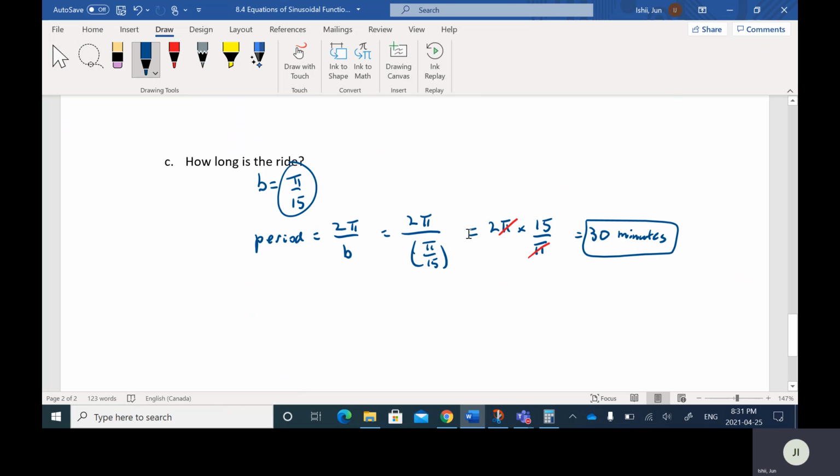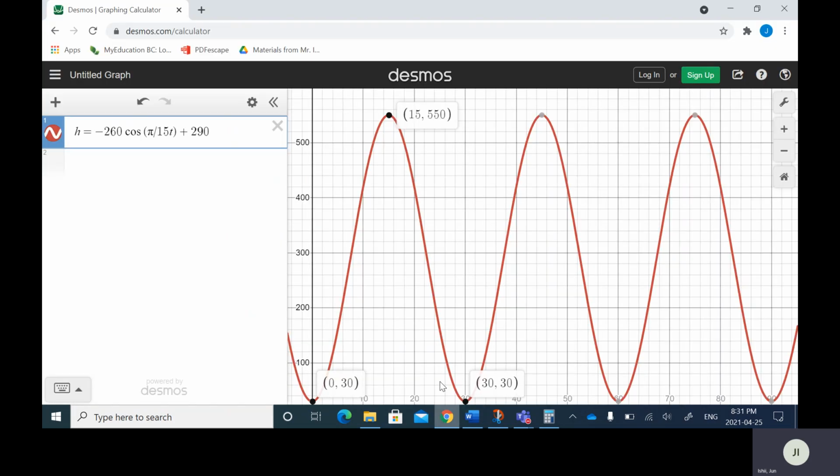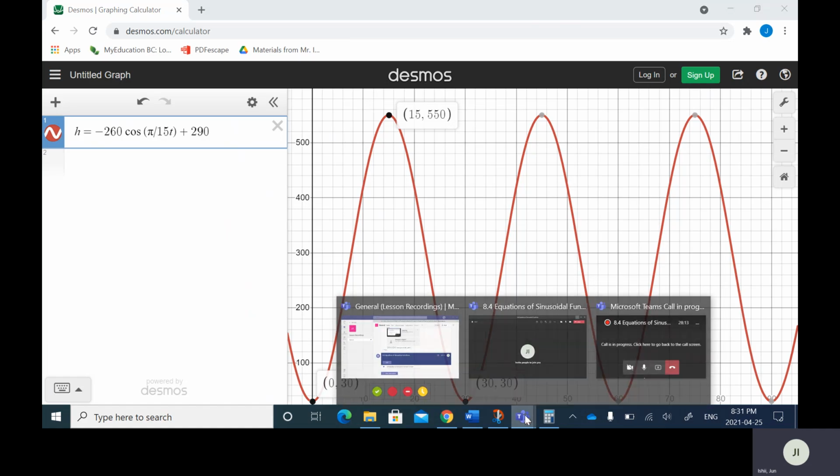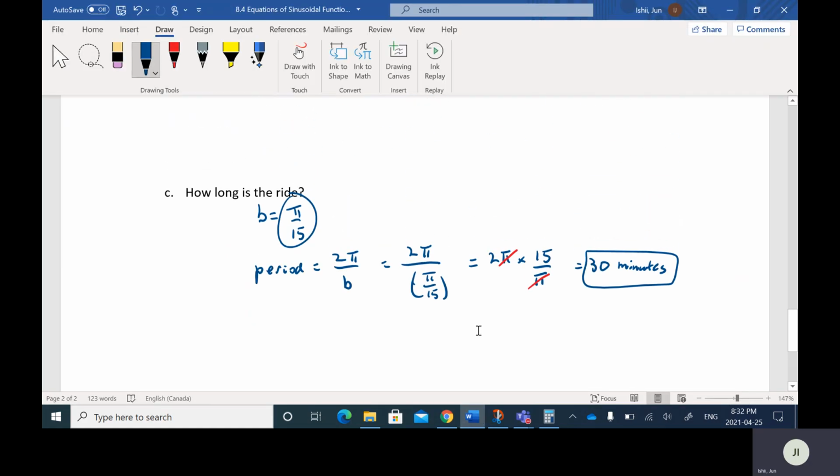And how long is the ride? The period is 30 minutes. And again, here we get on at time 0, go all the way up, and come back down at 30 minutes. So that's one rotation. Cool. Hopefully that makes sense, guys. Let me make sure I touched on everything.